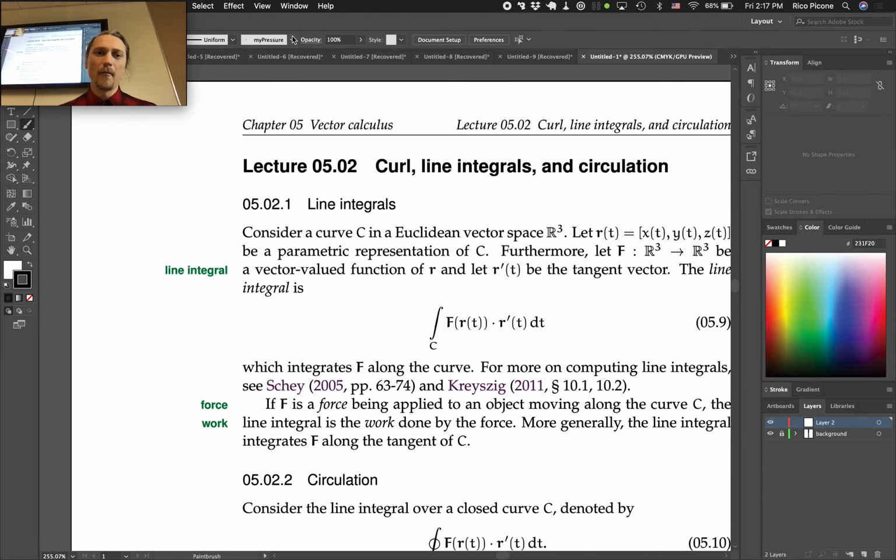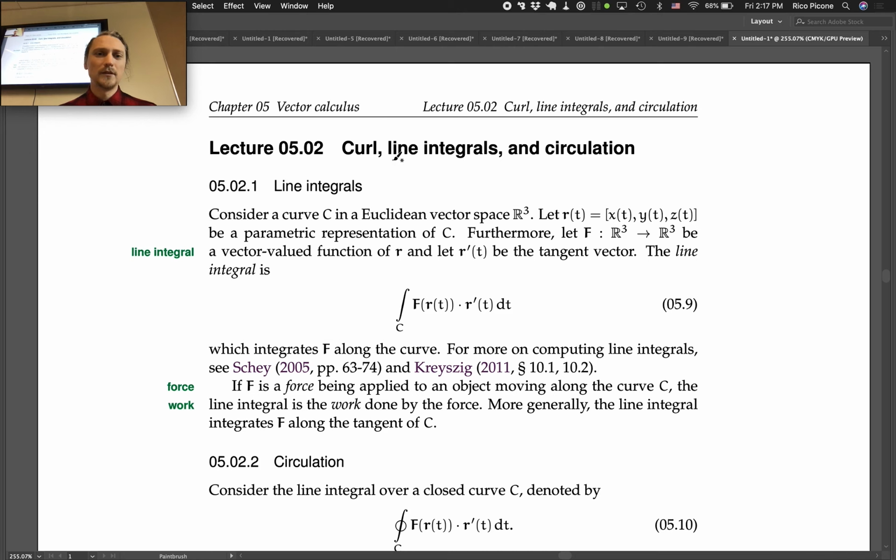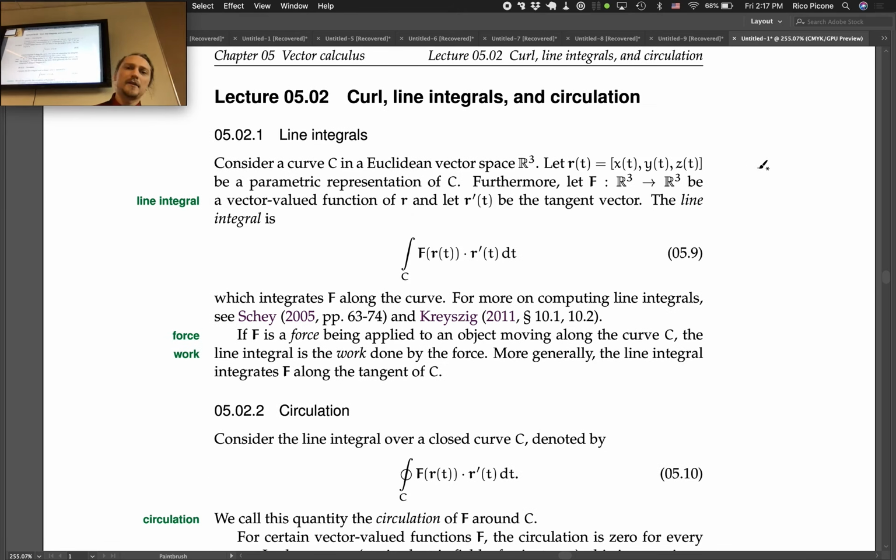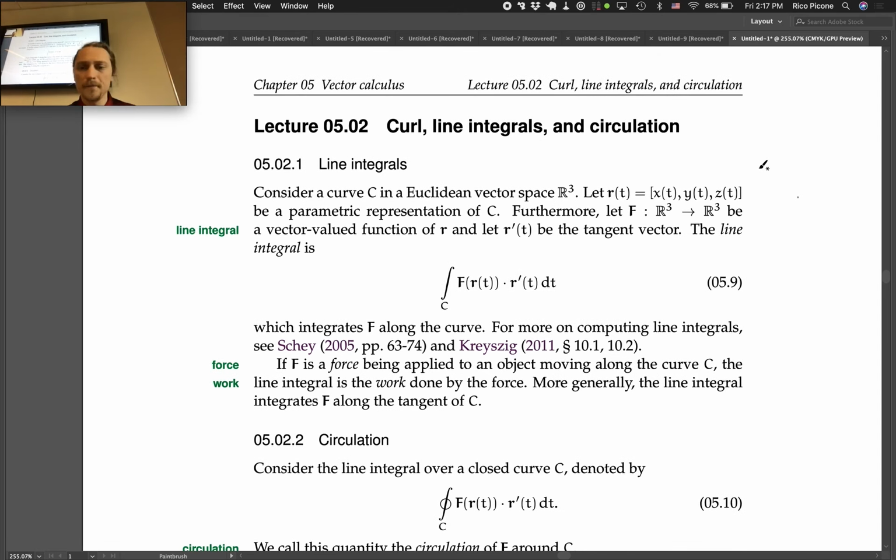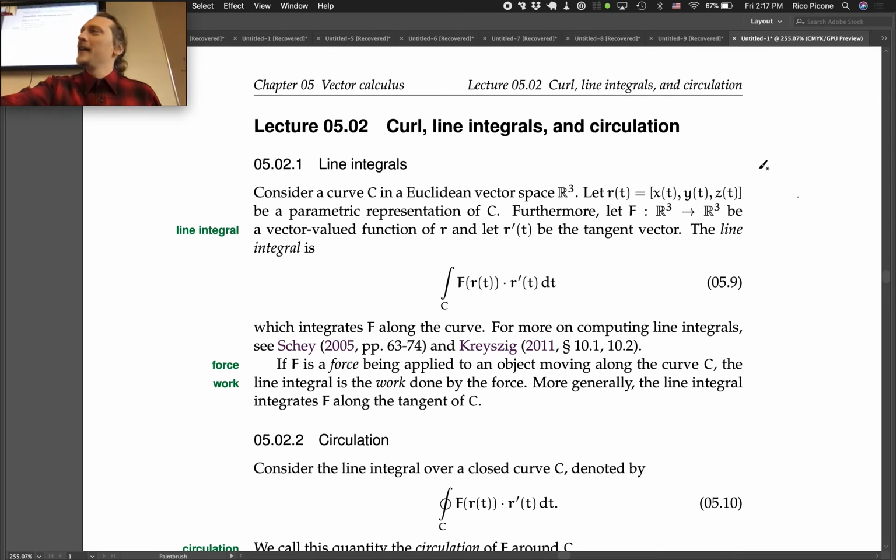Lecture 5-2. Curl, line integrals, and circulation. We'll start off with line integrals, shall we?